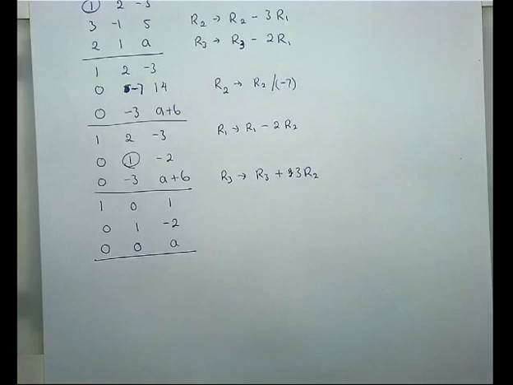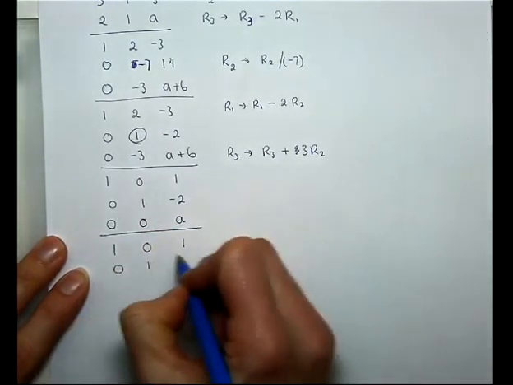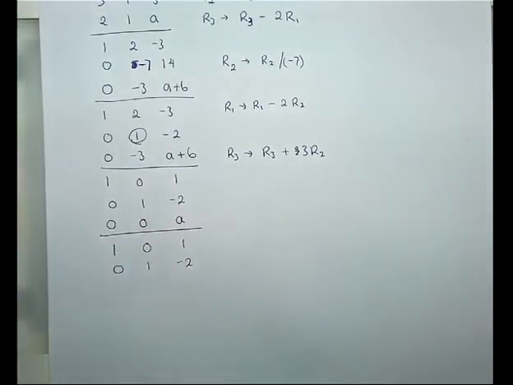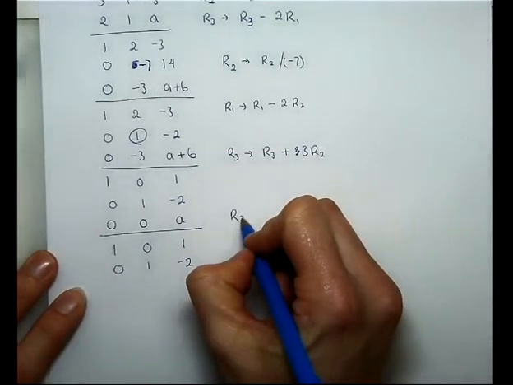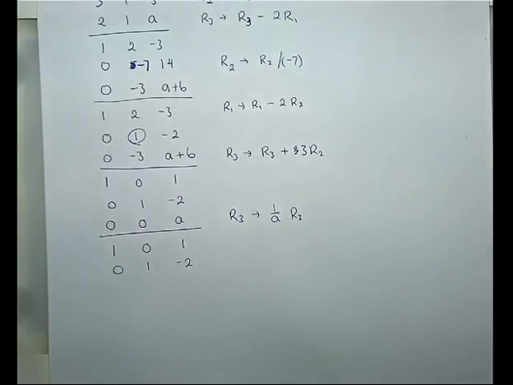Okay, we've done the first column and we've done the second column. What are we going to do with the third column? Divide by A. Yeah, we're going to divide by A. Is that going to cause us any problems for any values of A? Other than 0. If A is not equal to 0, we can divide by A, right? So let's do that. 1, 0, 1, minus 2. So row 3 goes to 1 over A row 3.